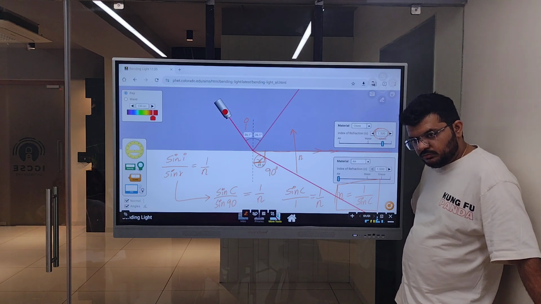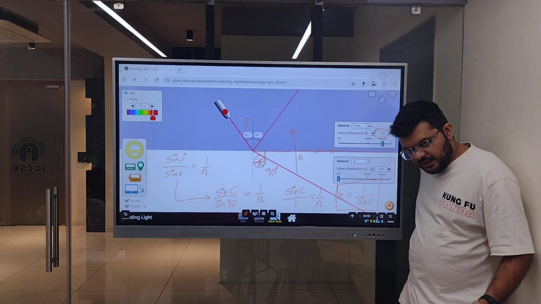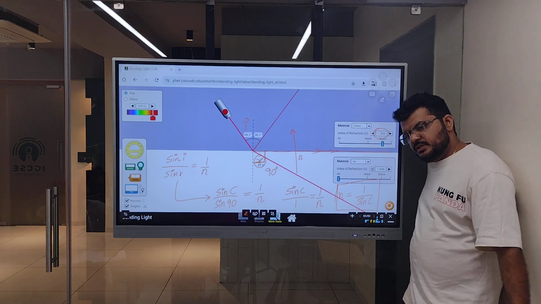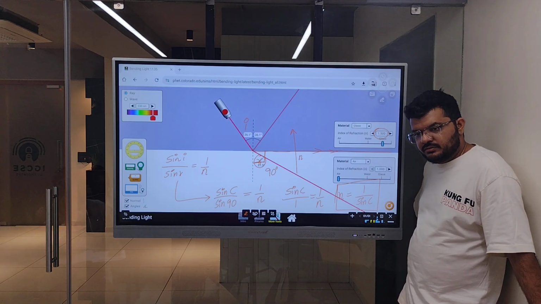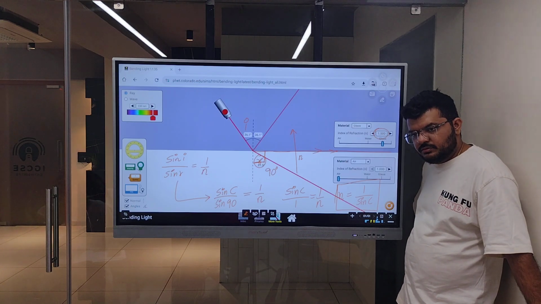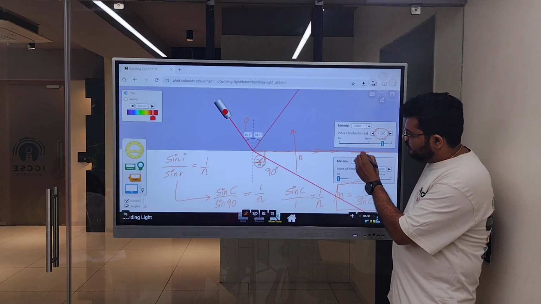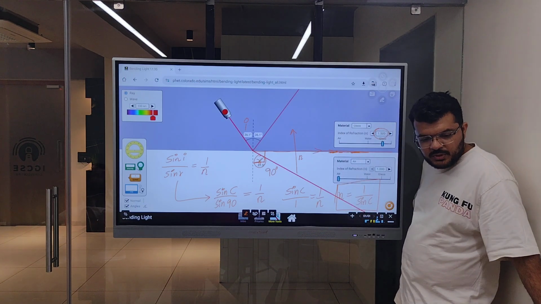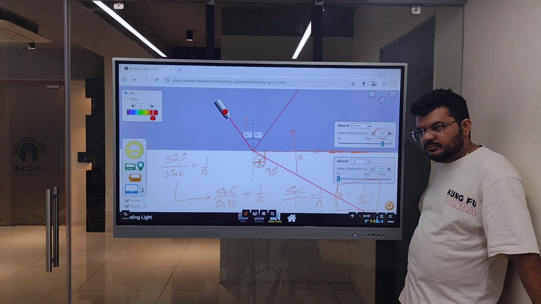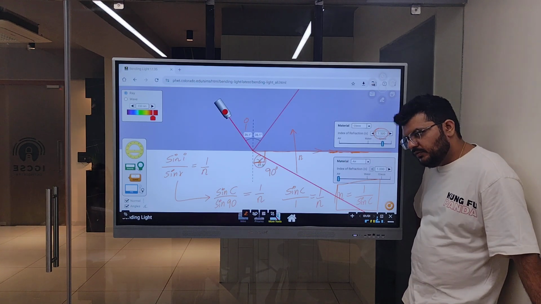Plane of separation is where the refracted ray travels through the plane of separation. What have you written? Plane of separation is where the refracted ray travels. The exact line, that is known as the plane of separation. It's neither in the denser medium nor in the rarer. Right, perfect.